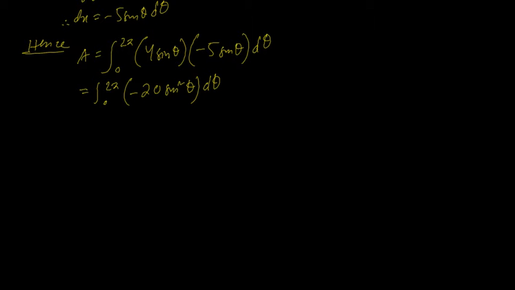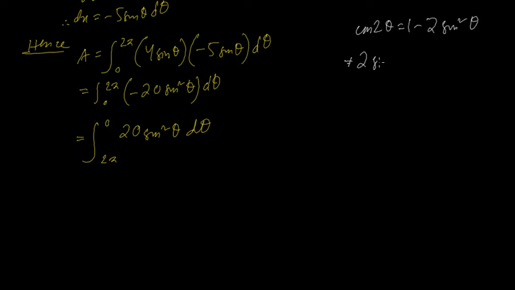So what that means is we have to use the identity. Now one thing that we can do here is we can reverse this 2 pi to 0. Remember, when you reverse the limit, it becomes positive. So we always integrate sine squared using the identity. Cos 2 theta is 1 minus 2 sine squared theta. So 2 sine squared theta is 1 minus cos 2 theta. Therefore sine squared theta is 1 minus cos 2 theta divided by 2.